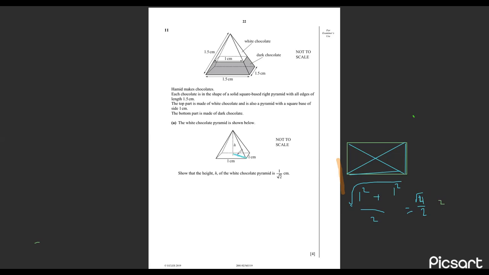So this part will be equal to root 2 over 2. And here we have the height, the missing part, h. Here we have h, and here this is equal to 1. So now h will be equal to the square root of 1 squared minus root 2 over 2 squared, from Pythagoras, because here is the hypotenuse, which is equal to 1, and this is root 2 over 2. So clearly it is equal to 1 over root 2. We did it. Let's see the next.